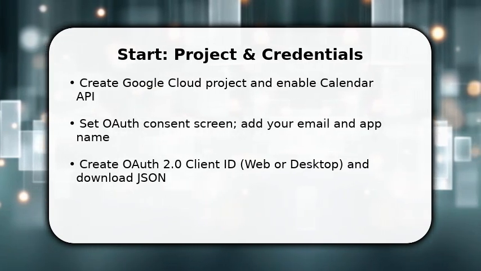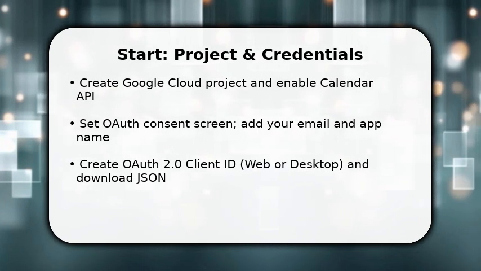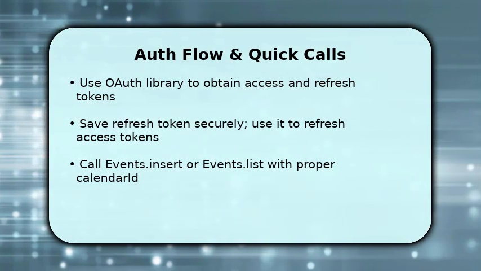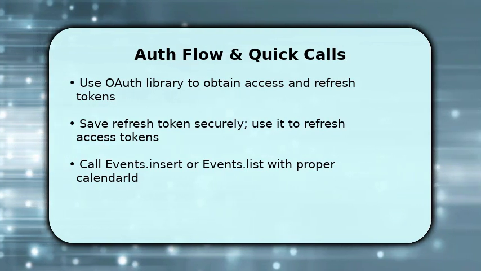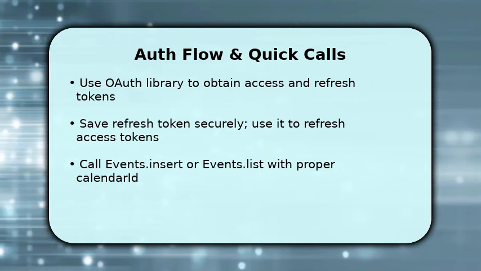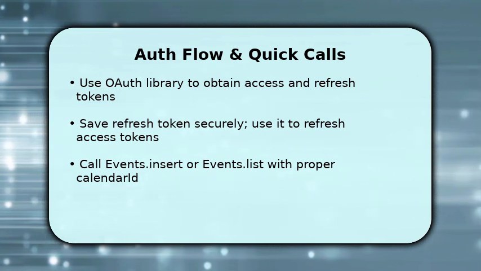Make sure to restrict redirect URIs now, so development yields predictable callbacks and fewer permission errors later. Now implement the OAuth flow in your app. Direct the user to the consent URL, receive the authorization code, and exchange it for access and refresh tokens. Save the refresh token securely so you can request new access tokens without prompting users again.